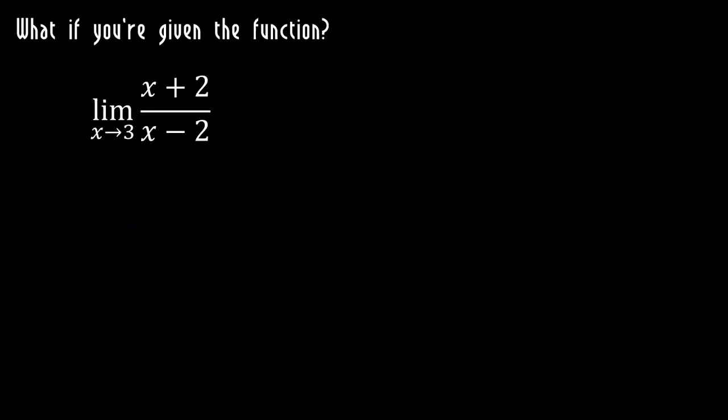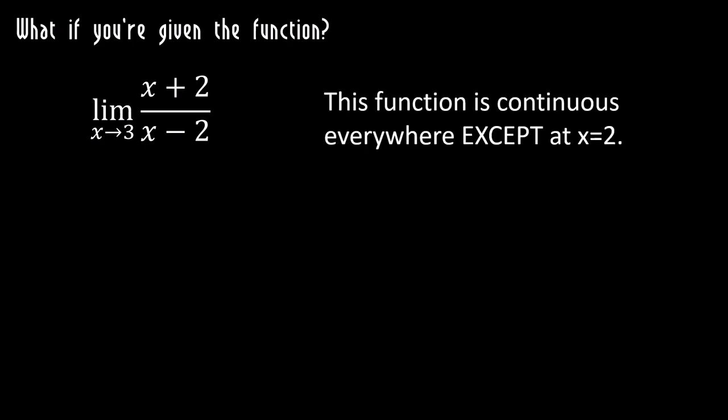What if you're given a function? Now, this is where we want to remember that things are continuous. Wherever they're continuous, the limit will exist at that point. Now for this function, x plus 2 over x minus 2, the only weird point will be at x equals 2. That's the only funky point. So if x equals 3, that ain't 2, so we can just plug it in and get 5. So the limit as x approaches 3 of x plus 2 over x minus 2 is 5.